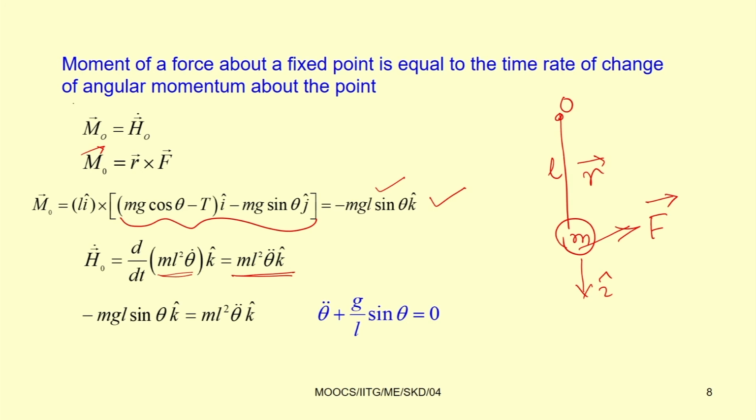From this also we can write the equation theta double dot plus g by L sin theta equal to 0, which we can expand up to the desired order depending on our application. This way, by using the moment and angular momentum principle, we can derive this equation of motion. So now we know both the force and moment based approaches, which is why this is known as the force and moment based approach.